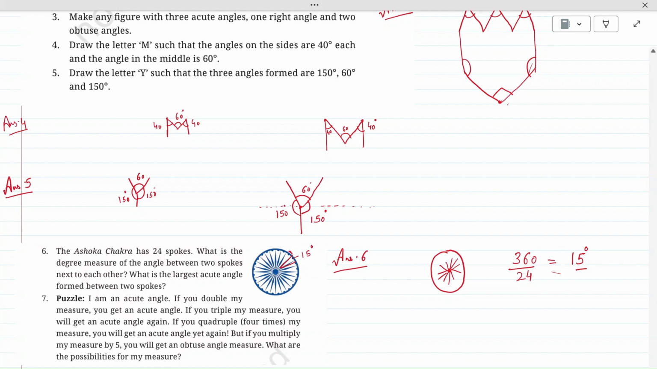All right. So this is a puzzle. We can leave it. That will be taken care of in the class. So this brings us to the end of this chapter, end of this exercise, and end of this chapter. If you have any queries, you can email me.